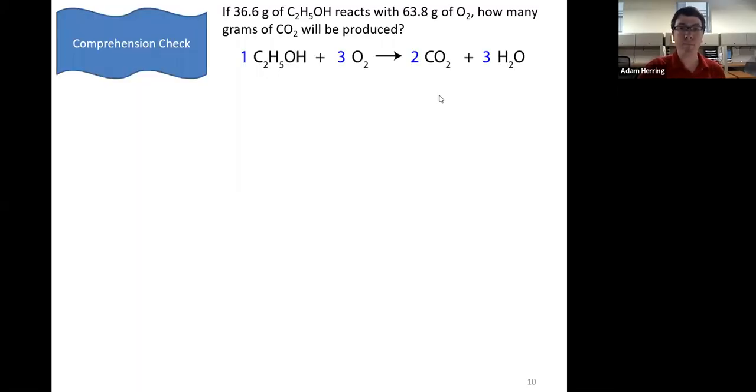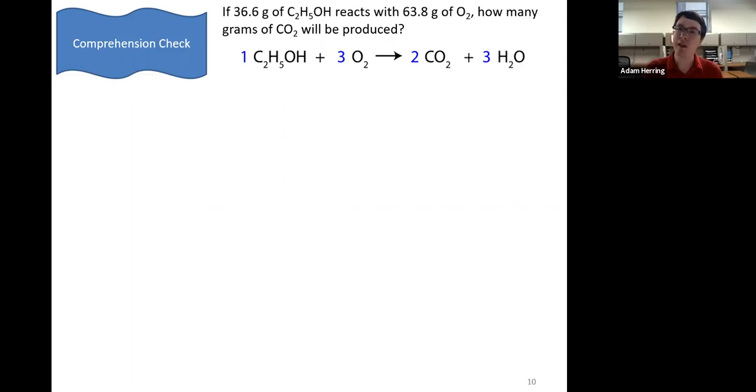Welcome back. In this question, we are given that we have 36.6 grams of C2H5OH, which is ethanol. It reacts with a certain amount of oxygen, and we want to know how many grams of carbon dioxide would be produced. You should be able to recognize this as a combustion type reaction.